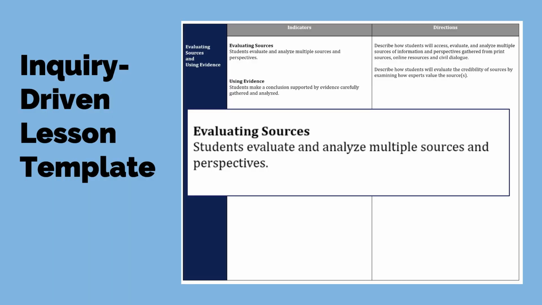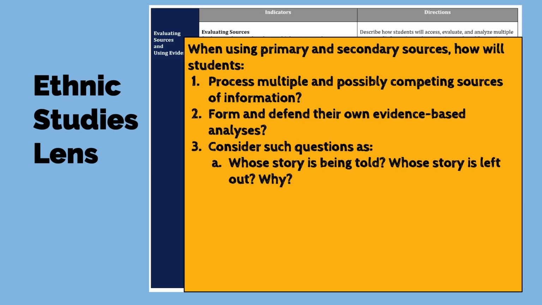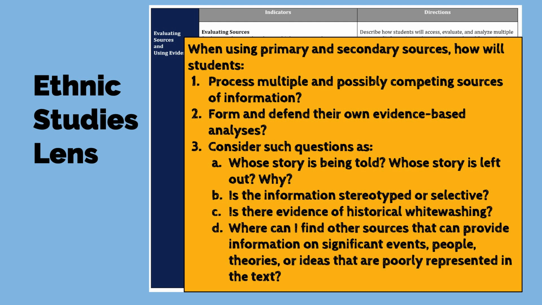We should. Where are we at now? Evaluating sources on the template. Right. So if we look at that inquiry-driven lesson template, again, it does ask how are you going to have the students evaluate and analyze these multiple sources? Adding the ethnic studies perspective to that, you want to make sure that the students are looking at multiple sources from multiple perspectives, which you would anyway. Yes, we talked about that, but also how the students analyze those. But again, those important questions. Who's here? Who isn't? Where's the stereotyping in both primary and secondary sources? Is it selective? Is it whitewashed? What are we looking at for that?